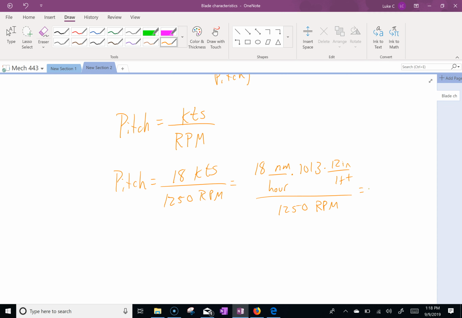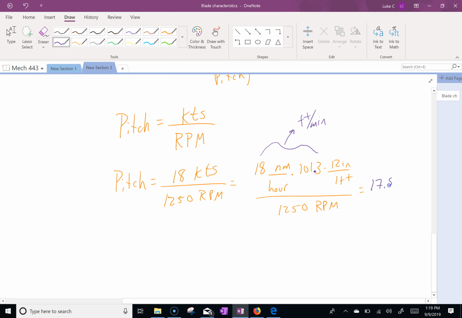Okay? So this is feet per minute instead of knots. I think that conversion, this 101.3, does all that. It converts nautical miles per hour, which is knots, to feet per minute. And sorry, go ahead and put that in there. So 18 times 101.3 times 12 divided by 1250.